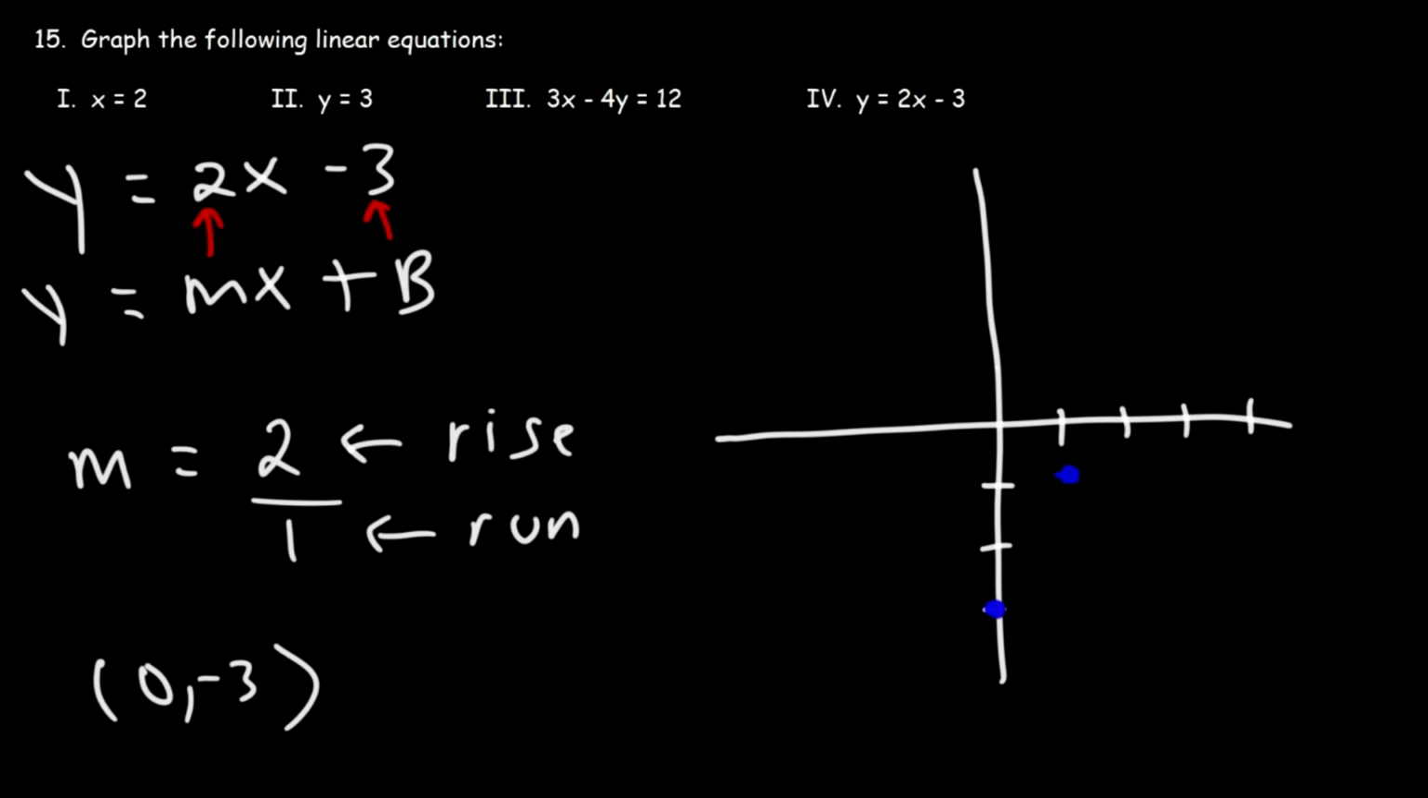Now let's repeat the process. Let's go up 2 and then over 1. So the next point is going to be 2, 1. And then after that, if we do it again, it's going to be 3, 3. And then connect the dots with a straight line. So that's how we can graph a linear equation in slope-intercept form. Plot the y-intercept and then use the slope to find the next point.